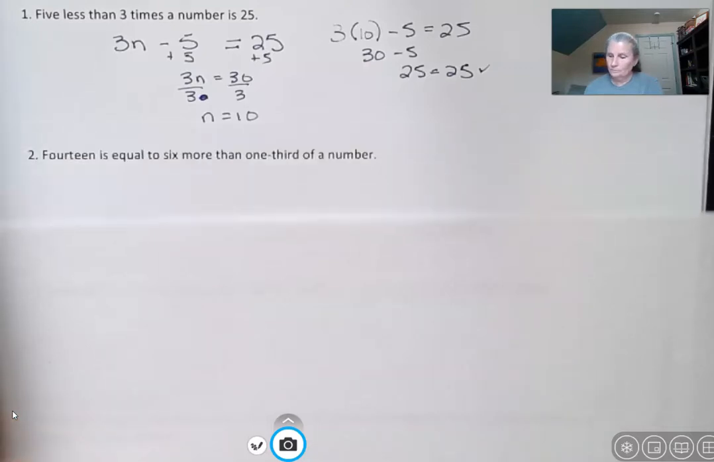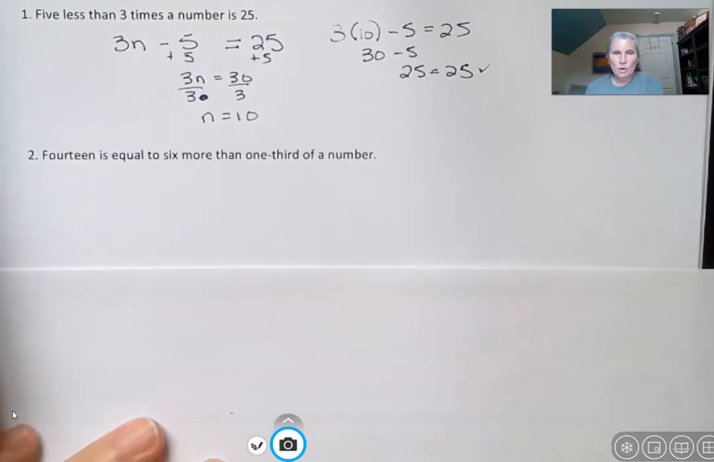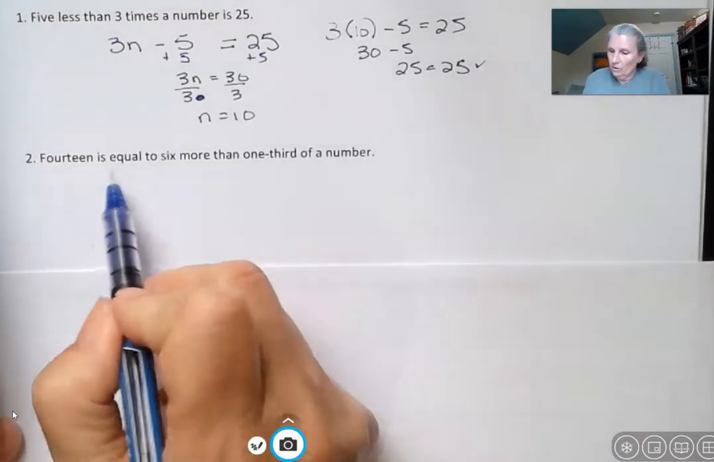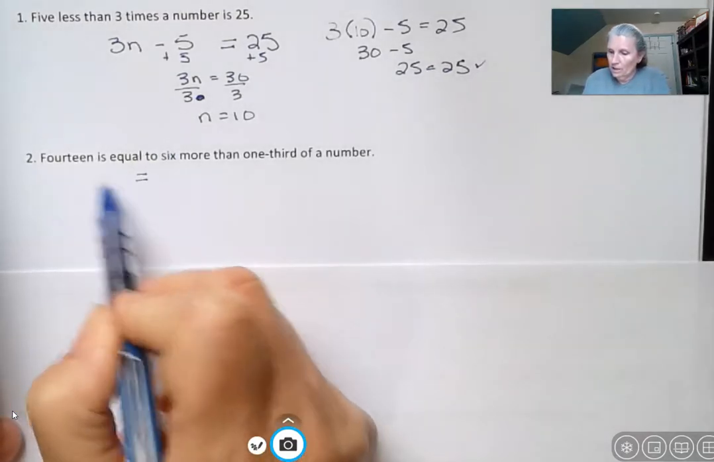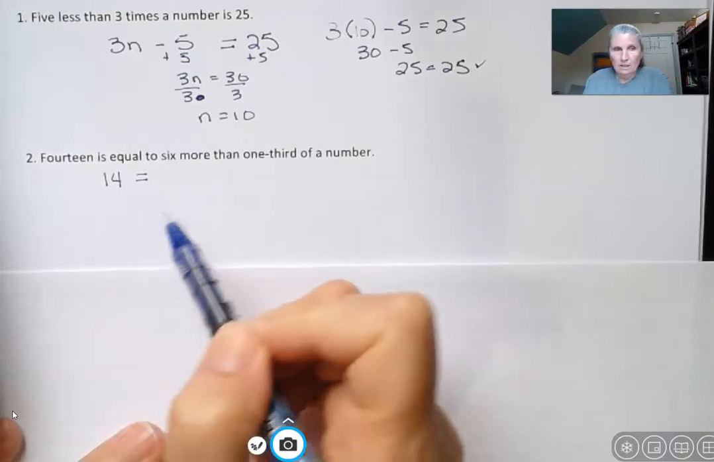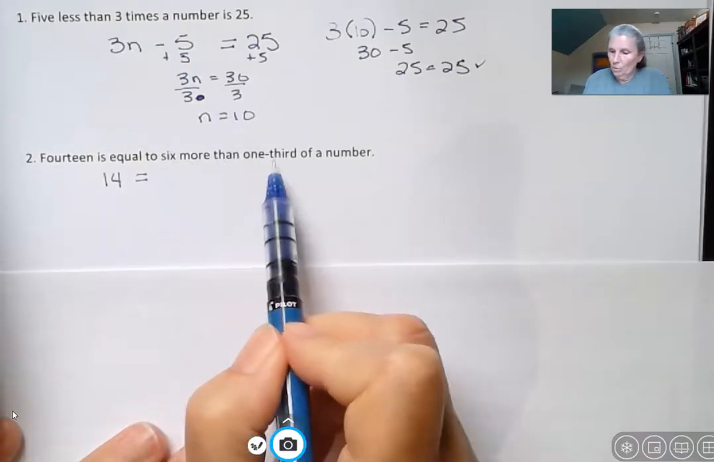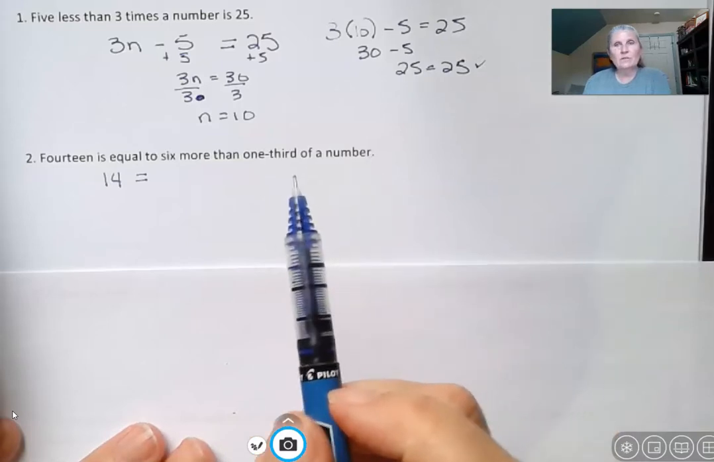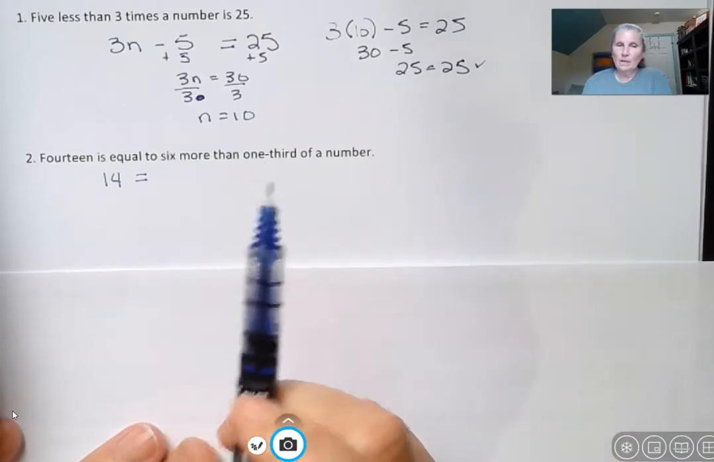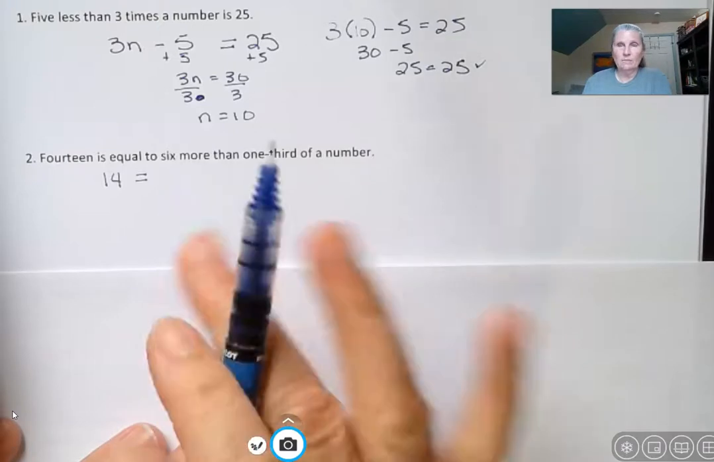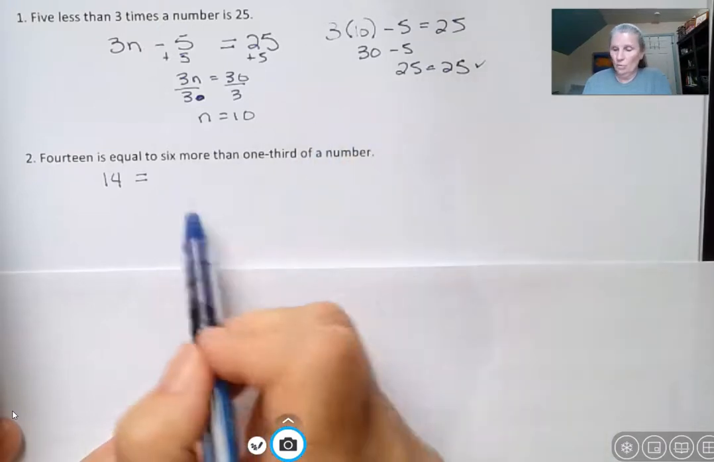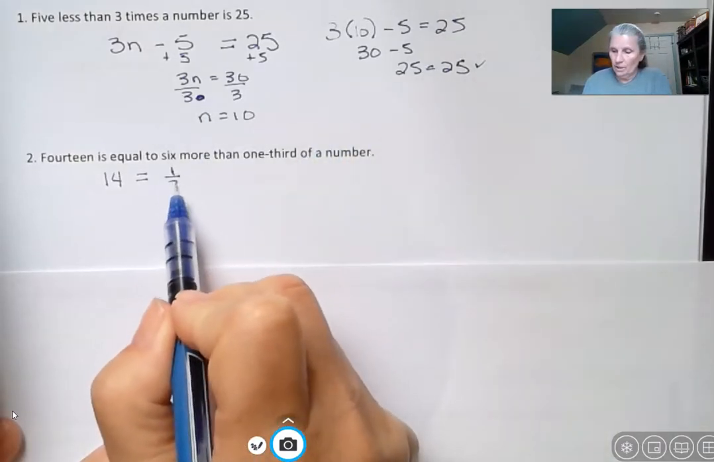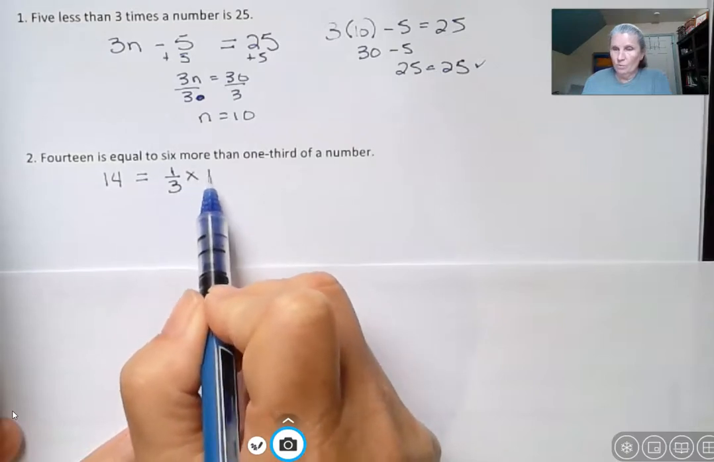Okay, number 2 says 14 is equal to 6 more than 1/3 of a number. So here's our "is equal to" sign, and on the left of that we have 14, and over here we have 6 more than 1/3 of a number. When you're adding, it doesn't make as much difference what you put first, but I'm going to just write it the way that technically it should be written. We have 1/3 of a number, and we have 6 more than that.